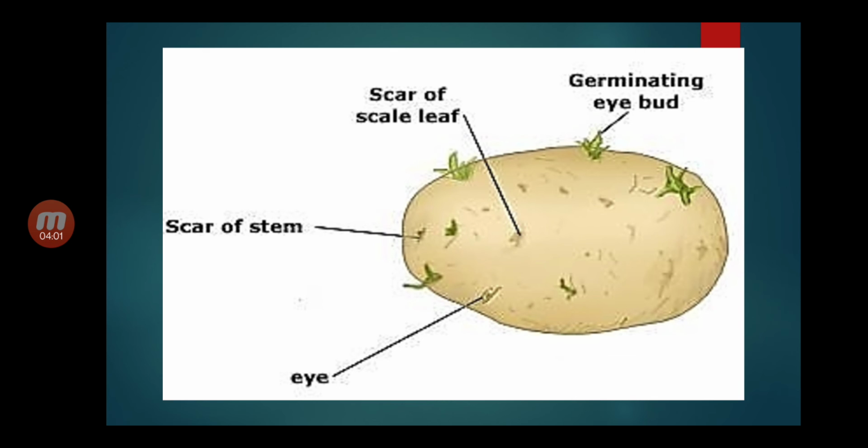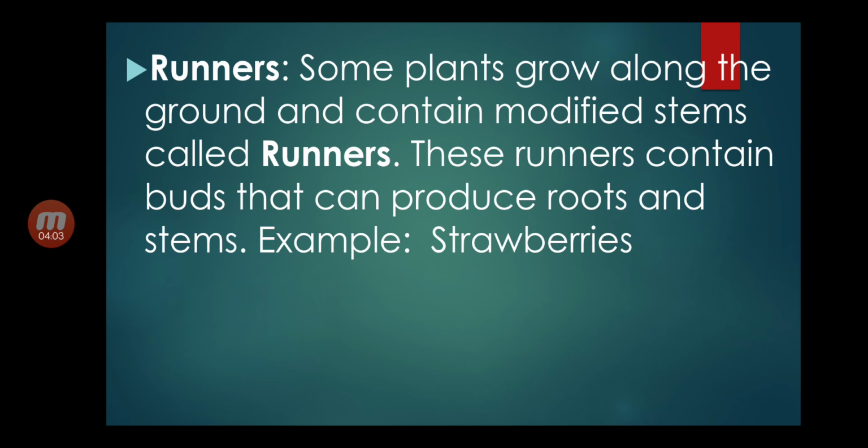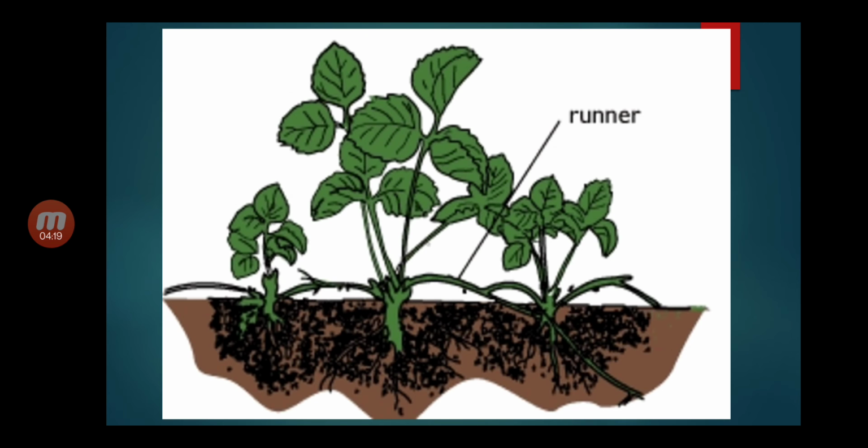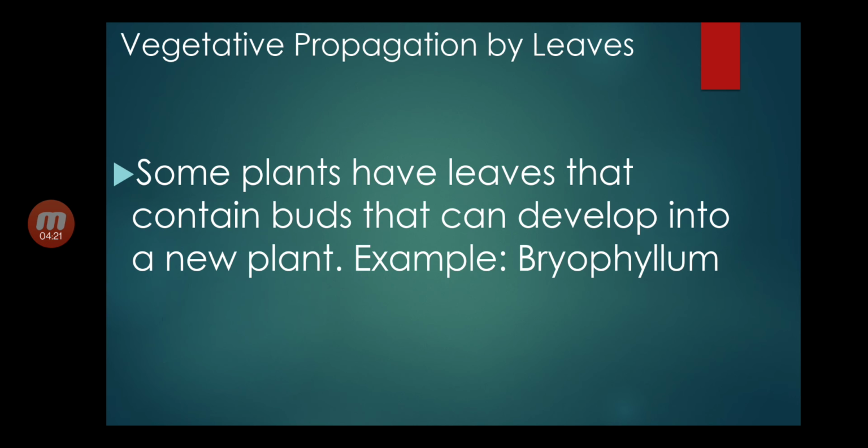Runners. Some plants grow along the ground and contain modified stems called runners. These runners contain buds that can produce roots and stems. Example, strawberries. Vegetative propagation by leaves. Some plants have leaves that contain buds that can develop into a new plant. Example, bryophyllum.